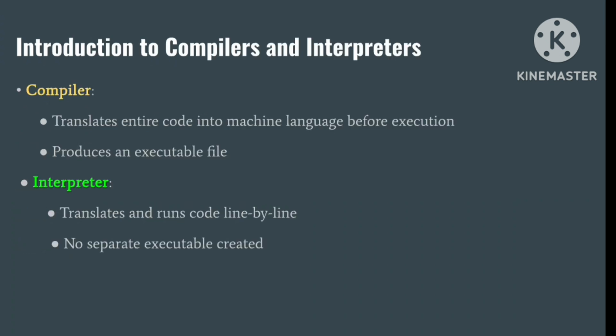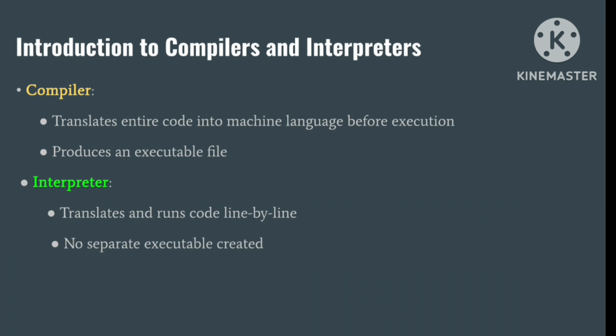So now let's learn about compilers and interpreters. To convert a code into machine language, we use a compiler or an interpreter. Using a compiler, we translate the entire code into machine language before execution. The entire code is translated into machine language, and then all the problems in the program are shown to the user. It produces an executable file. So C++ uses compilers, and some languages also use an interpreter.